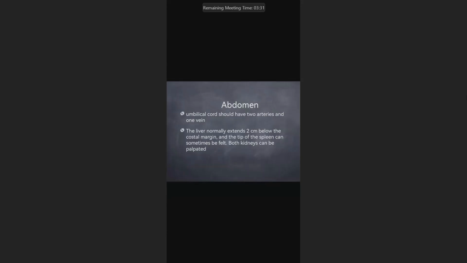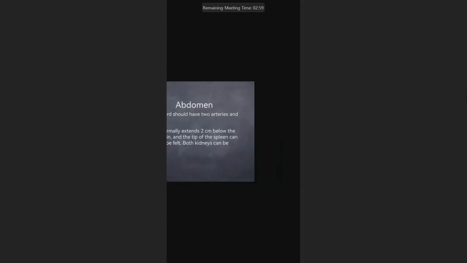For the abdomen, in a neonate, the difference is we check for the umbilical cord. It should have 2 arteries and 1 vein. So the liver normally extends 2 centimeters below the costal margin. That's why in a neonate, normally they have a large abdomen. They have a distended abdomen because gamay pa ang ila na body to accommodate that half size of the liver compared to that of an adult. So both kidneys can also be palpated in a newborn.